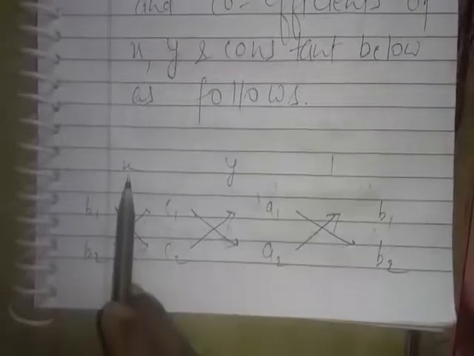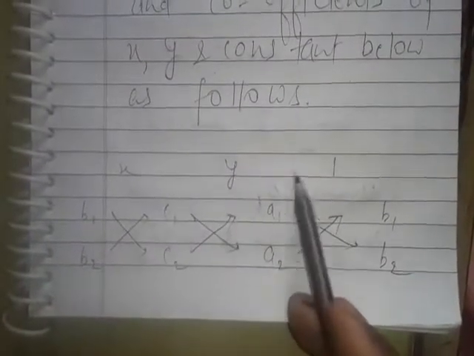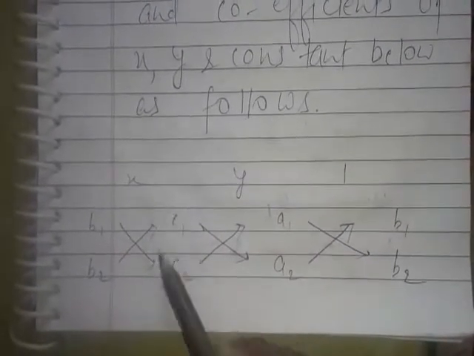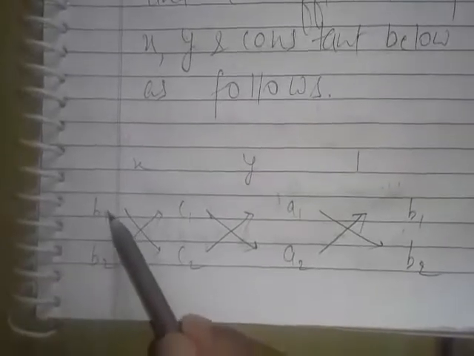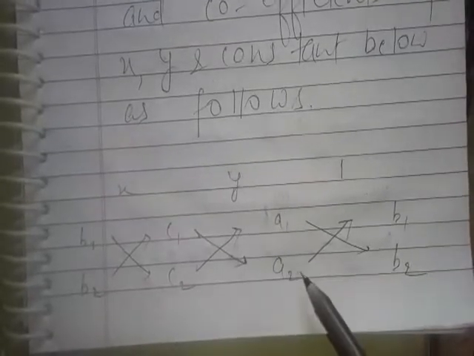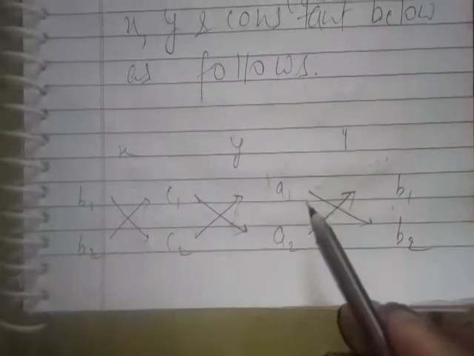You will write in the upper portion x, y and 1, and below the variables and constant we will write the coefficients of x, y and constant term. We will start with b1. X will lie between b1, b2 and c1, c2. And continuing in this way, y lies between c1, c2 and a1, a2. And continuing in the same way, 1 will lie between a1, a2 and b1, b2.